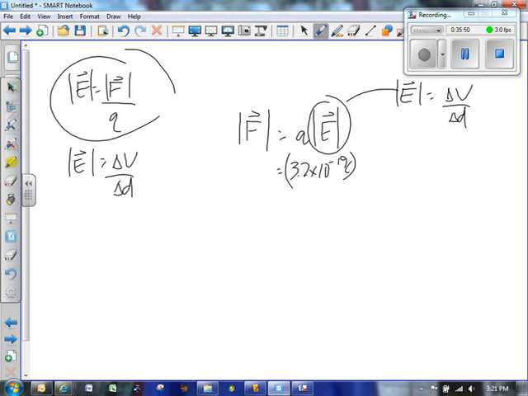Any suggestion as to how I might find the potential difference between the plates? What's happening to the alpha particle when it goes between them? It's entering the plates and it's decelerating. It's slowing down and coming to a stop. What do we do when charged particles slow down?